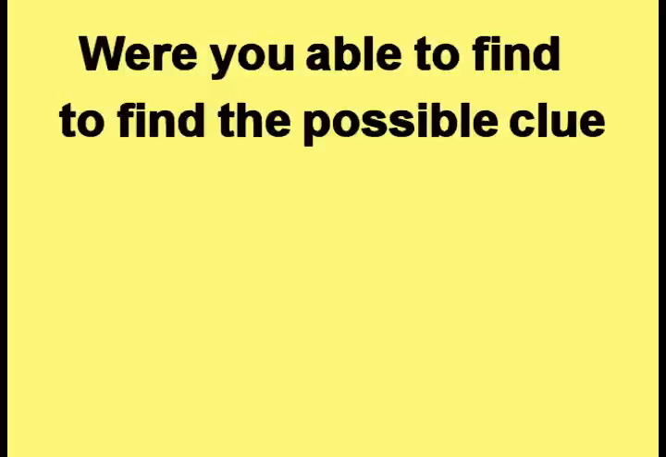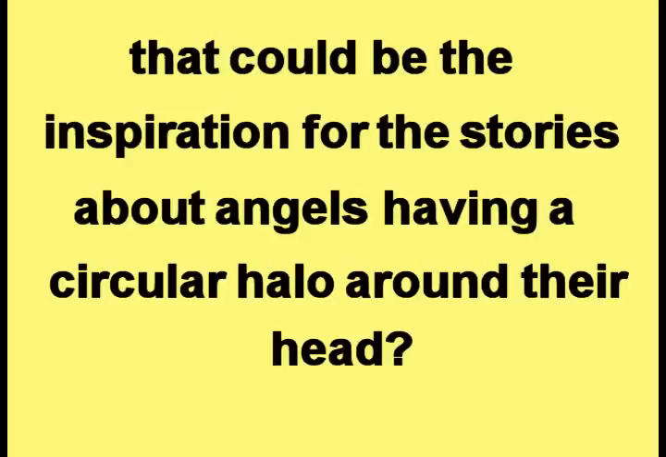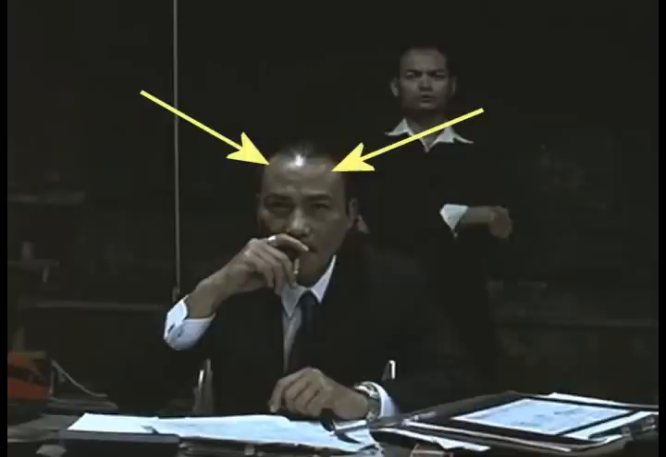Please take time to carefully inspect this picture for anything that might be a clue as to why angels are described as having a circular halo around their head. Were you able to find the possible clue that could be the inspiration for the stories about angels having a circular halo around their head? Here is the picture again, with arrows pointing to a section of the man's head. Inspection of this area shows that it looks like a semicircular bump raised up off of the man's head.